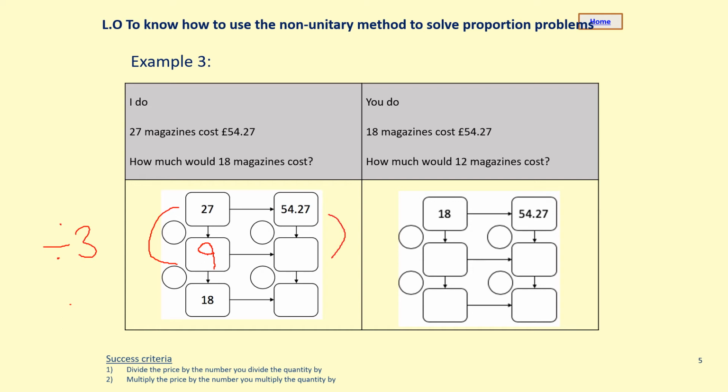So what do we think we're going to do to the cost? And again, have a think about that for a minute. And you'd be correct if you said, right, we've divided the quantity by 3, so let's divide the cost by 3. So divide that by 3, £54.27 divided by 3 is going to give me £18.09.